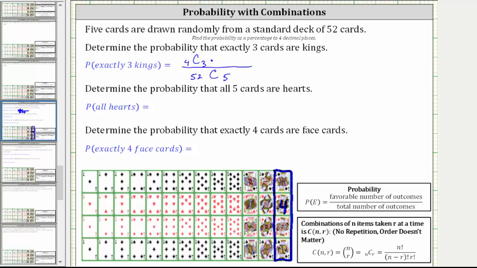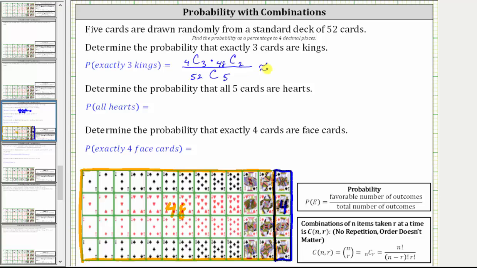And then we have times the number of ways we can select 2 cards from the deck that are not kings. Well, if there are 4 kings in the deck, then there must be 52 minus 4, or 48 cards that are not kings. And therefore the number of ways of selecting 2 cards that are not kings is 48 choose 2. So the number of favorable outcomes is equal to 4 choose 3 times 48 choose 2.